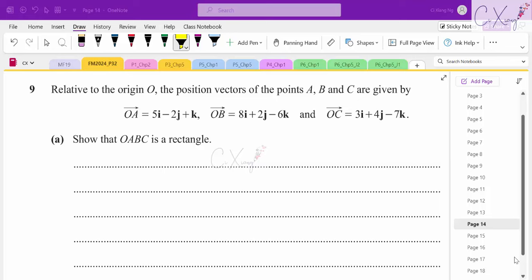Question number 9. Relative to the origin O, the position vectors for A, B, C, D are given like this. So I'm having the vectors OA, OB, and OC. They want us to show that OABC is a rectangle.